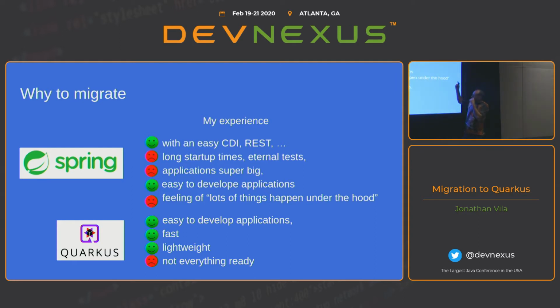Also, because my experience with Spring is that it's super easy to write with Spring. CDI, REST, whatever, it's super easy. But who is using -DskipTests every time they build the application using Spring? Don't be shy. Okay, because tests are taking a lot, right? Probably because we are doing some things wrong, like raising the context in every test suite. This is my experience. Also, applications are super big.